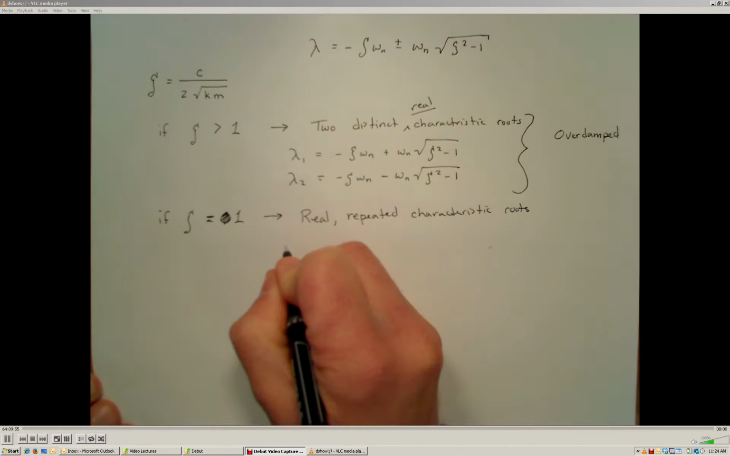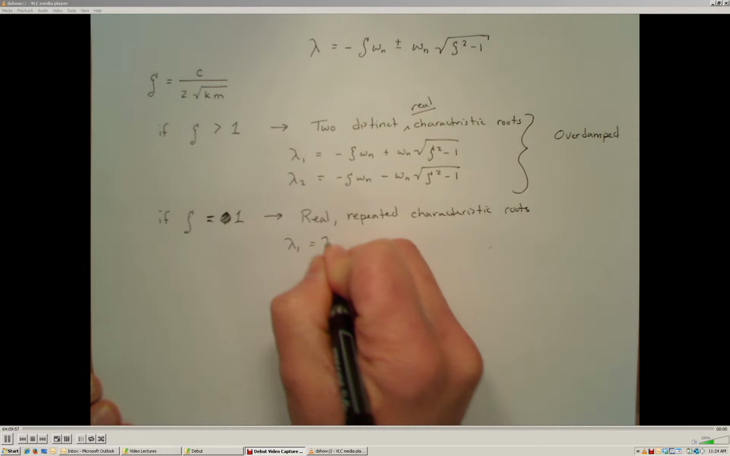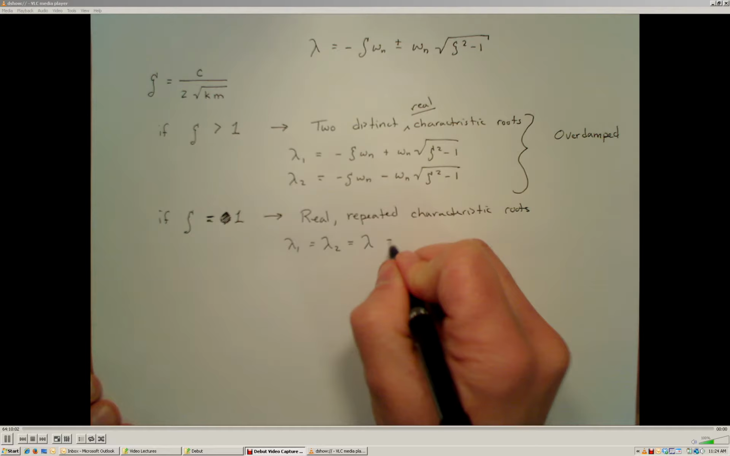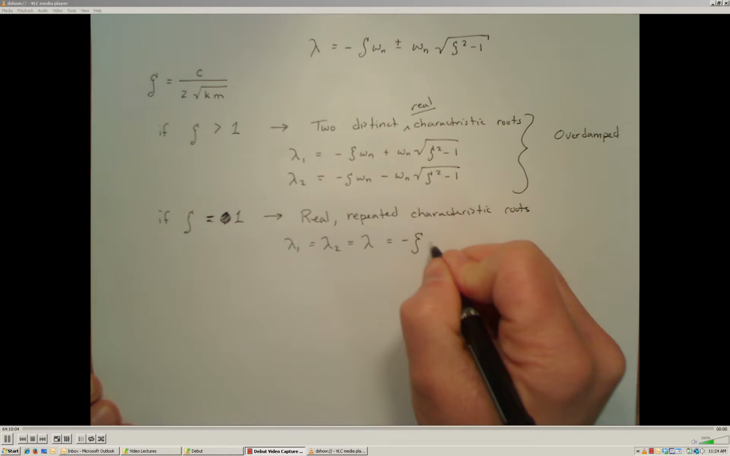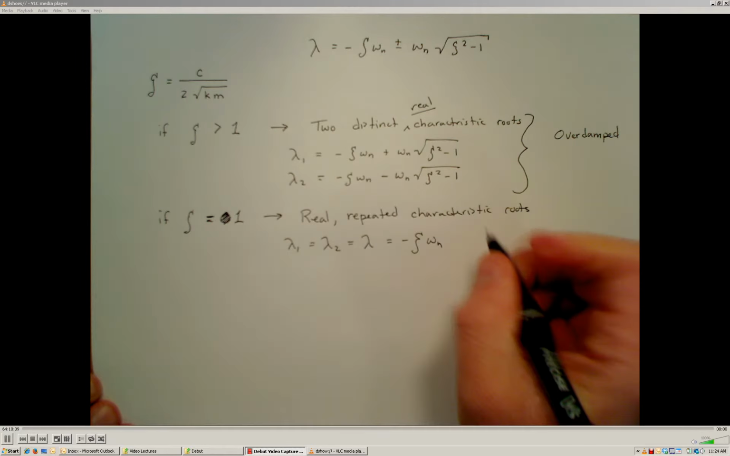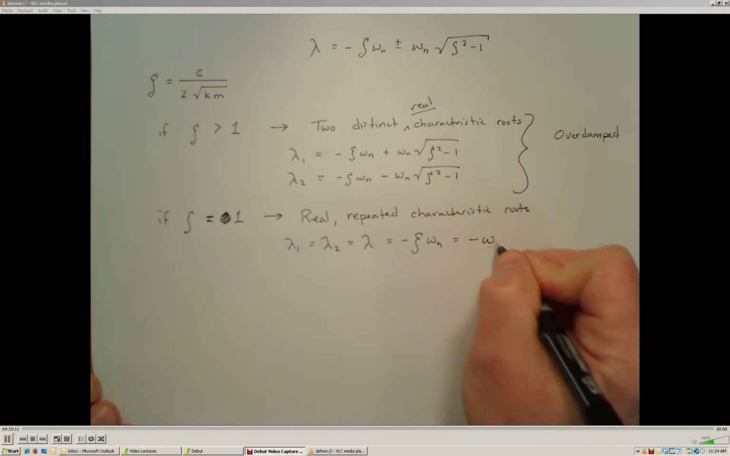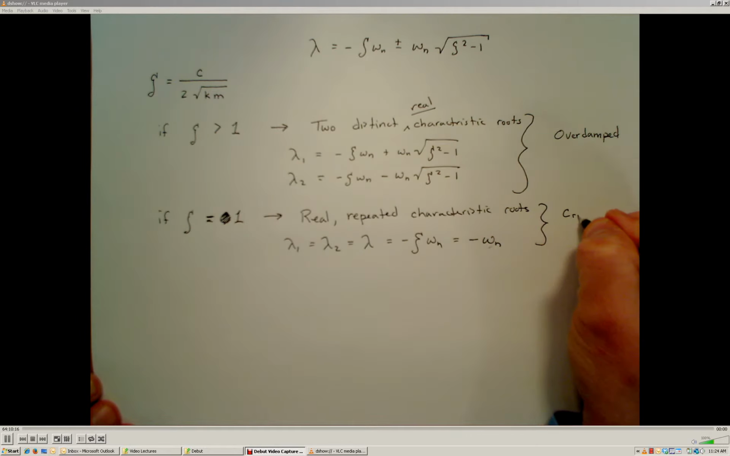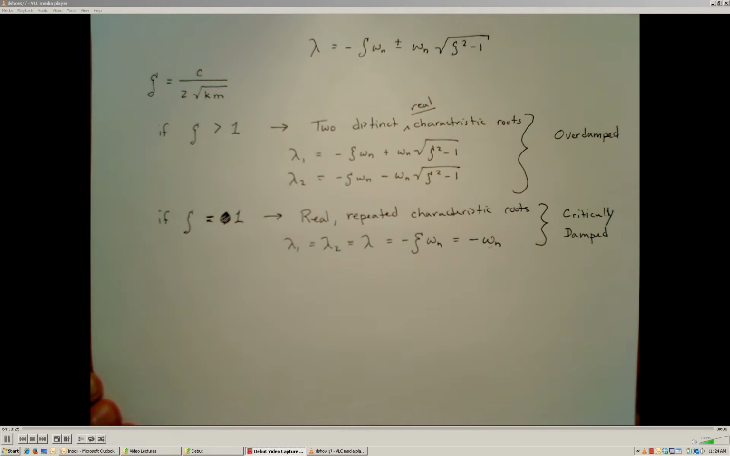Alright, in that case, lambda 1 is equal to lambda 2 is equal to lambda. So they're all the same value, and they're all equal to the damping ratio times the natural frequency. But since the damping ratio is 1 in this case, it's equal to the natural frequency. And this is a case that we're going to call critically damped. We'll look at the behavior of critically damped systems in a little bit as well.